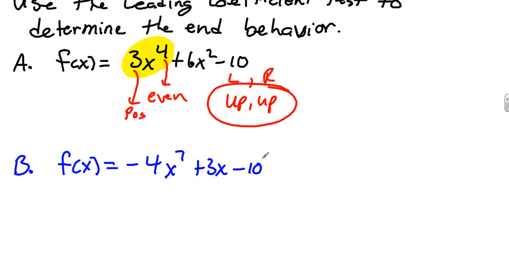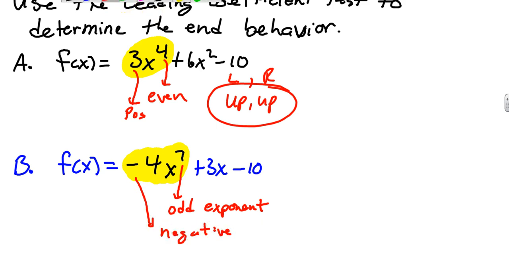Okay, let's go negative 4x to the 7th plus 3x minus 10. There's your highest power term, x to the 7th. Again, you take that exponent and the number that goes with it. The first thing you have to realize is that's an odd exponent, and that tells you the shape. If it's odd, it's going to be similar to the odd graph, either x to the 3rd or y equals mx plus b, so you're going to have one up and one down. The number in front tells you which one's up and which one's down. In this case, it's negative.